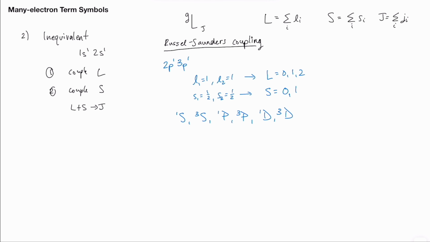And then to figure out the final term symbols, you would couple L and S to find all of the possible allowed values of J for each of these. I'm going to leave that as an exercise for you because it's something we've already done over and over and over again at this point.